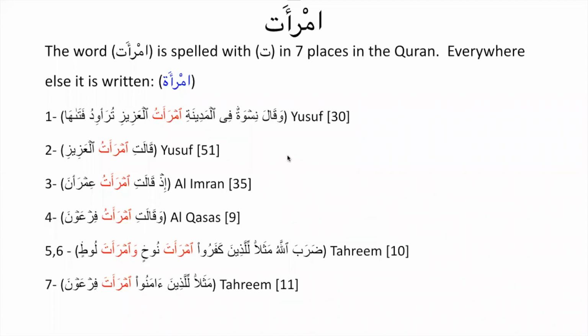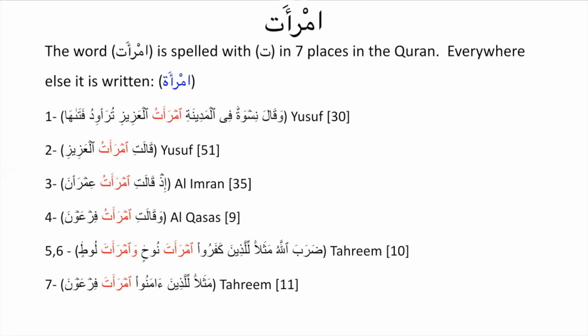So the first one, Surah Yusuf, وَقَالَ نِسْوَةٌ فِي الْمَدِينَةِ امْرَأَةُ الْعَزِيزِ. Then again in Surah Yusuf, قَالَتِ امْرَأَةُ الْعَزِيزِ. Then in Surah Ali Imran, إِذْ قَالَتِ امْرَأَةُ عِمْرَانَ. Surah Al-Qasas, وَقَالَتِ امْرَأَةُ فِرْعَوْنَ. Surah Al-Tahrim, which appears twice in the same ayah, ضَرَبَ اللَّهُ مَثَلًا لِلَّذِينَ كَفَرُوا امْرَأَةَ نُوحٍ وَامْرَأَةَ لُوطٍ. And then also again in Surah Tahrim, the ayah after that one, مَثَلًا لِلَّذِينَ آمَنُوا امْرَأَةَ فِرْعَوْنَ.